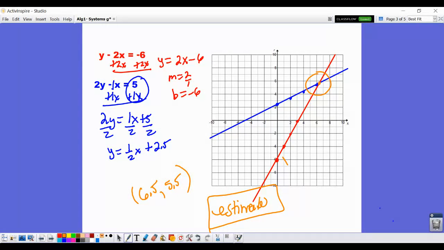As we move forward, tomorrow we're going to take a look at using some technology to help us graph, because if we want to have an exact value, we either need to solve it algebraically or we need to use technology to help us graph. We're going to be making use of the Desmos graphing calculator tomorrow to graph accurately and find those intersection points.